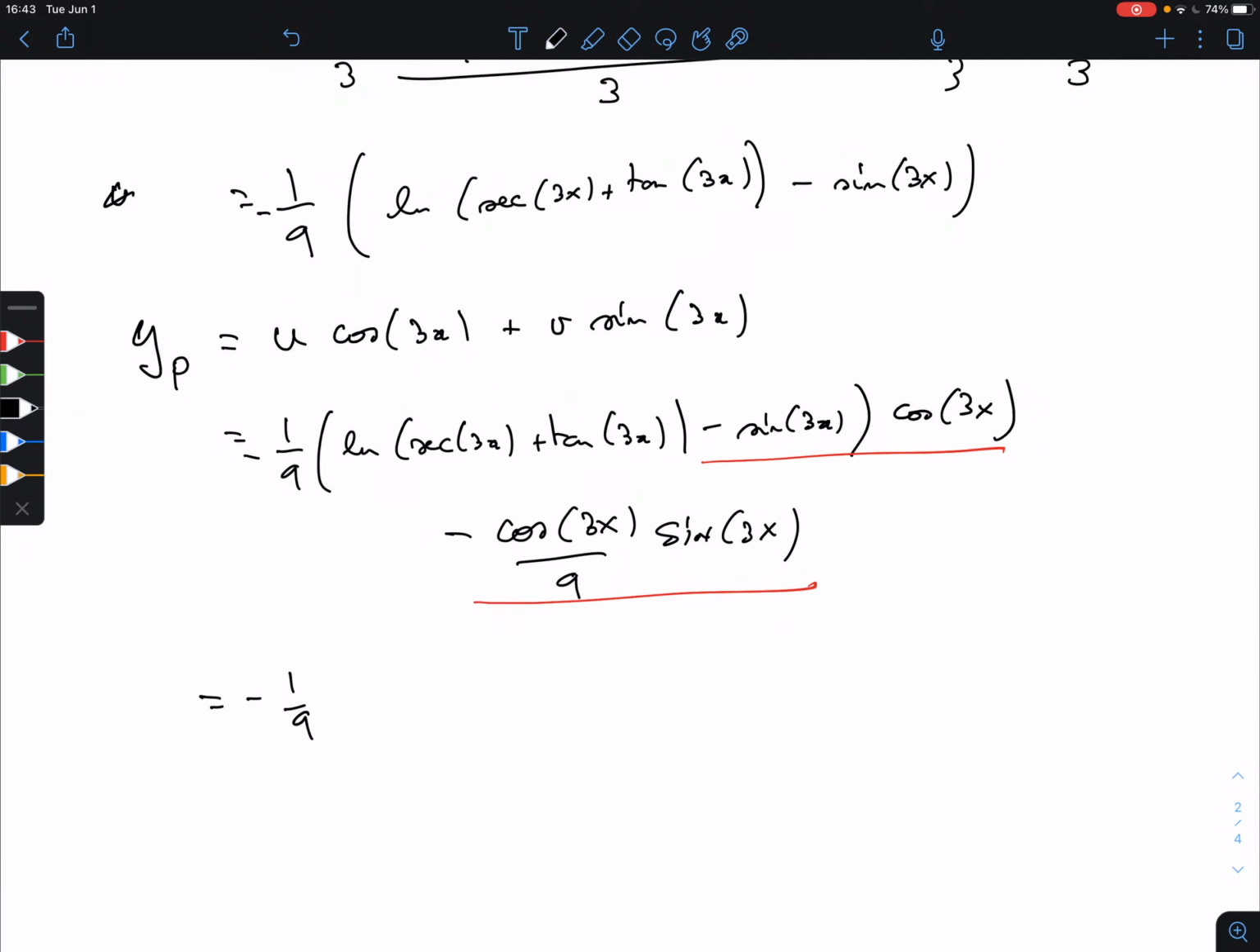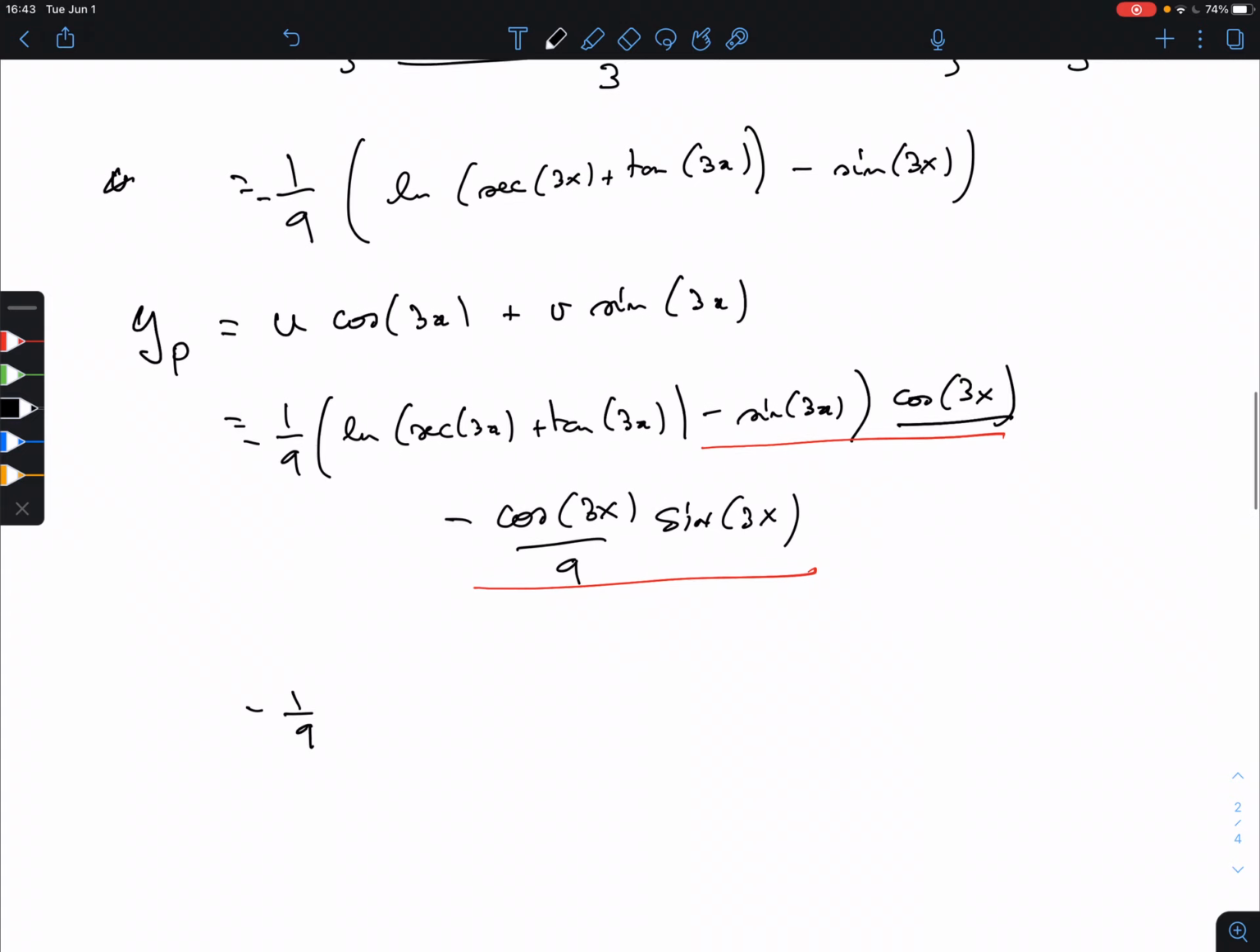So what we get is minus 1/9, and actually this is a cosine 3x in front of it, so let's write that already, cosine 3x. So y_p is that, times ln of secant 3x plus tangent 3x. That's it. That's how they wrote it too: minus cosine 3x ln secant 3x plus tangent 3x, okay, that's it.